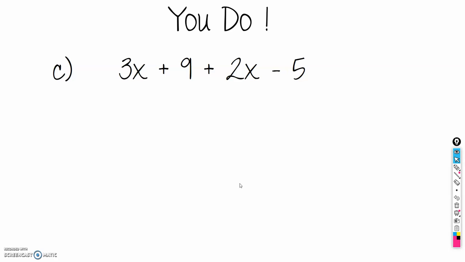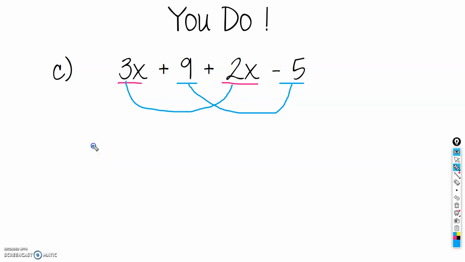Here's another you do. I want you to try it on your own. Pause the video and see what you can do. I'm going to go ahead and get started. I have a 3x and a 2x. I'm going to underline them both in pink. These are my like terms. Now I'll change my color and look at the constants. I have a 9 and a negative 5. So let's go ahead and group these together.